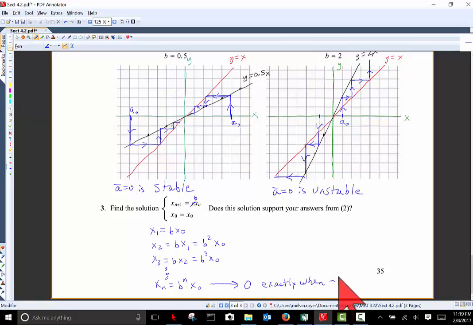And so what you discover is that this will approach 0 exactly when b is smaller than 1 in magnitude. And that was the case here in the first graph when b was 0.5, stable equilibrium point at 0. And it was not the case here when b equals 2, unstable equilibrium point at a equals 0. Okay, that should do this discussion. We'll stop there.